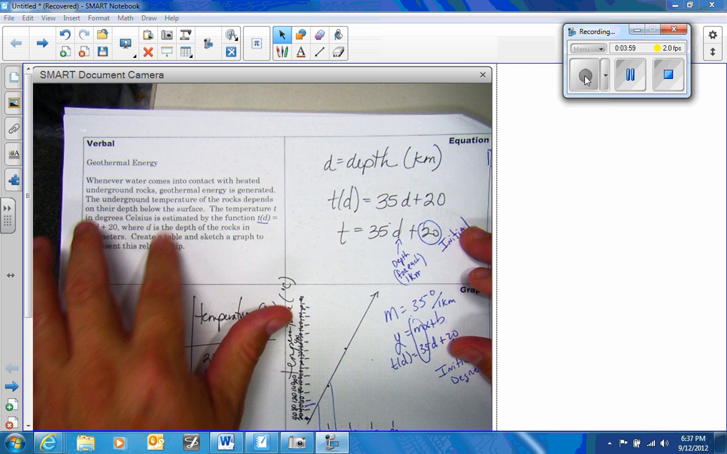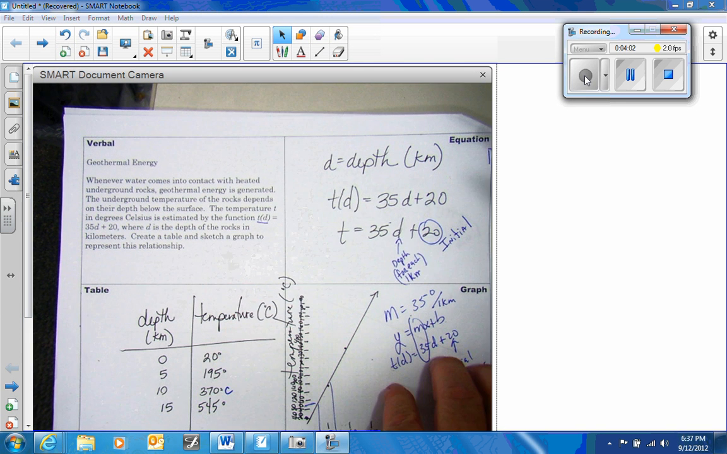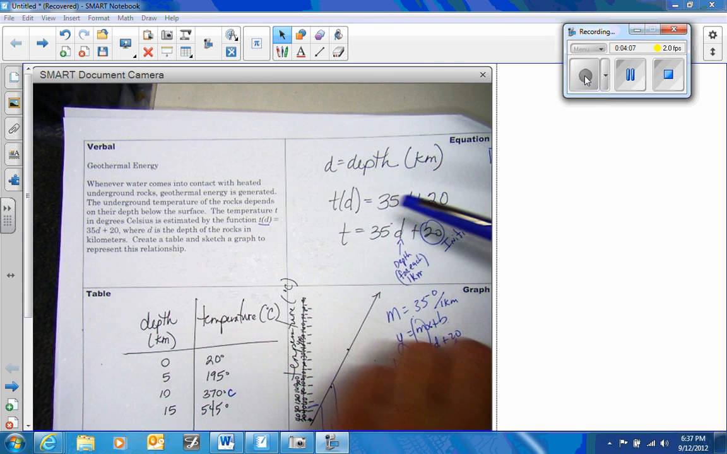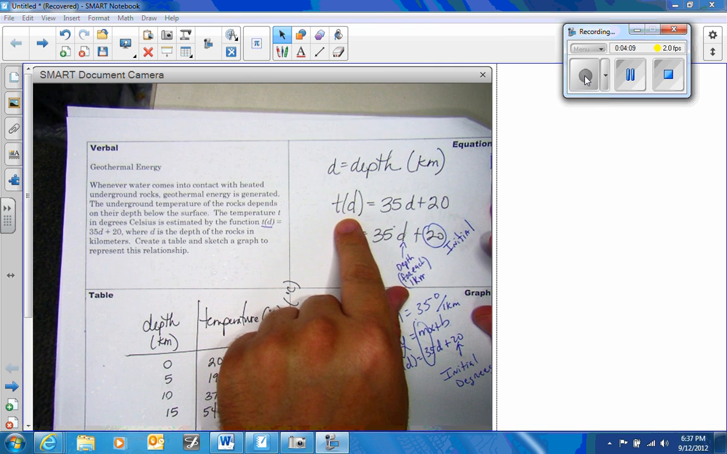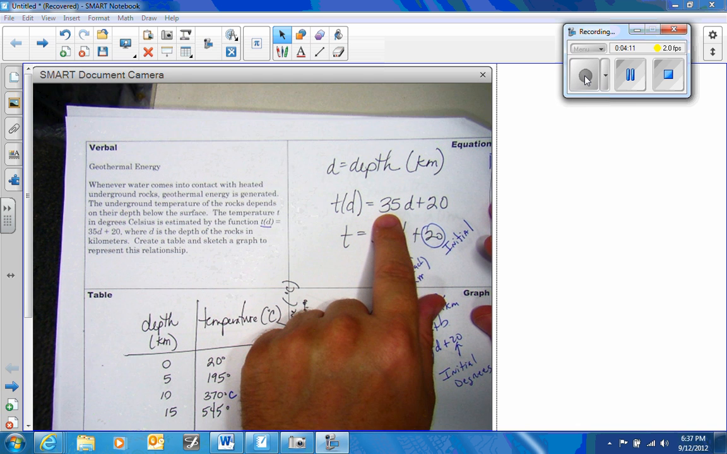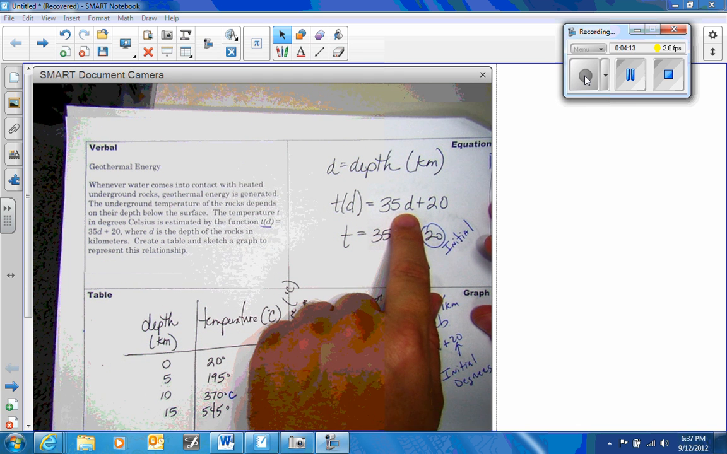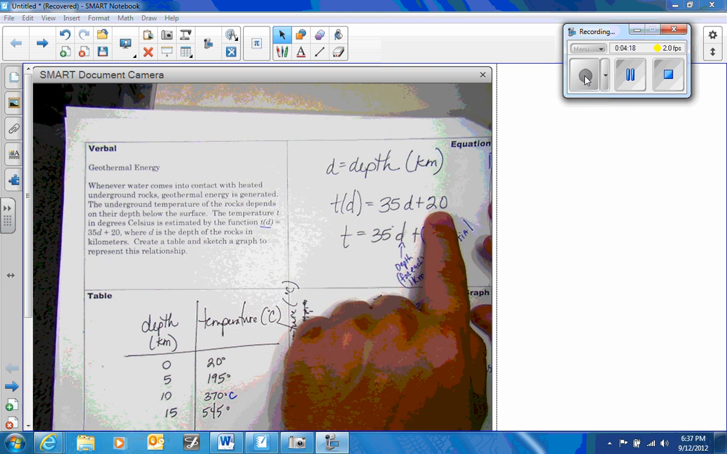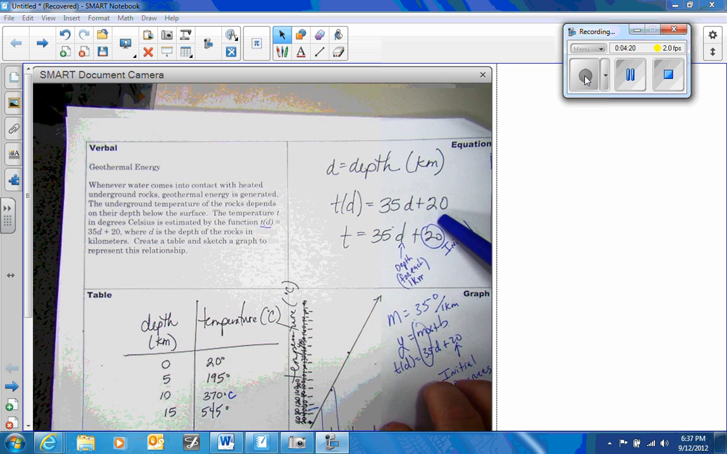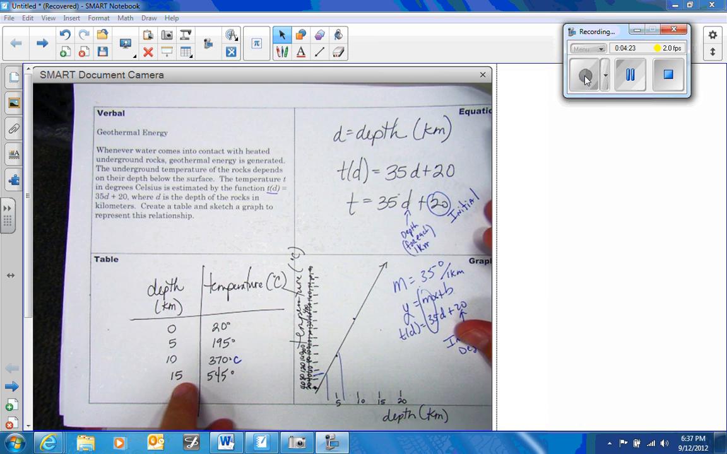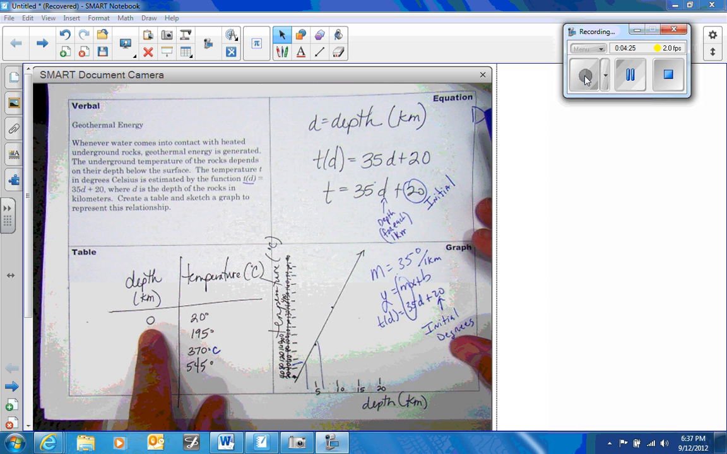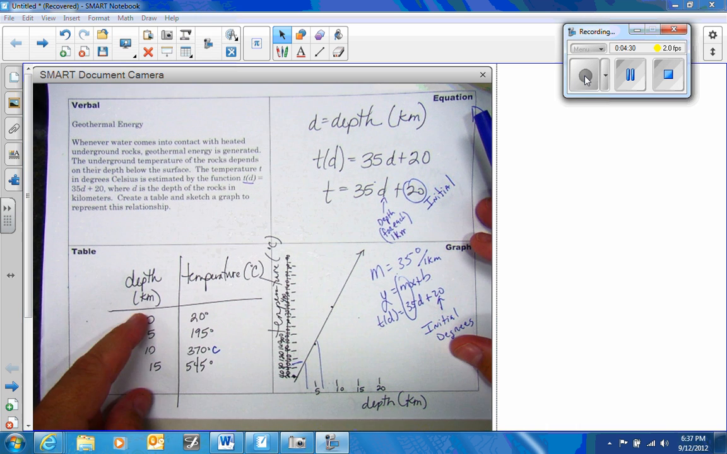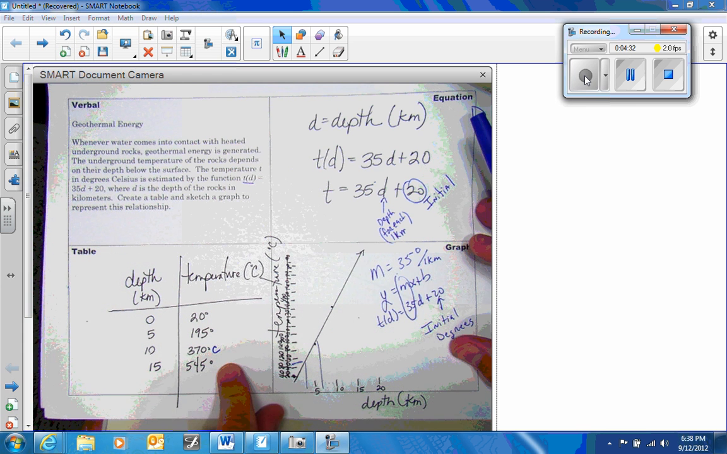You can read this on your own, but I think we've already done that. Where the temperature is a function of the depth. All right, so this is another name for y equals. So y equals 35 degrees times each kilometer plus 20 degrees Celsius for our initial starting point. If you notice over here, if we are at 0 degrees depth, 0 kilometers, the temperature is going to be 20 degrees. And notice how as the depth increases, the temperature increases as well.